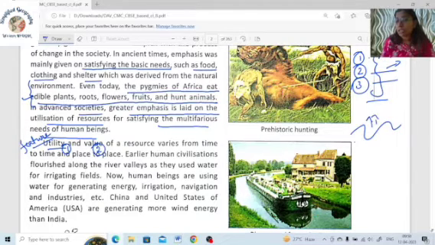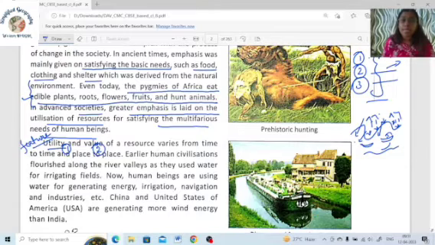Human civilization flourished along a river basin. People used to grow crops in the fertile soil along the riverbed. They used river water for navigation, for drinking water, for domestic purposes, and for washing utensils.